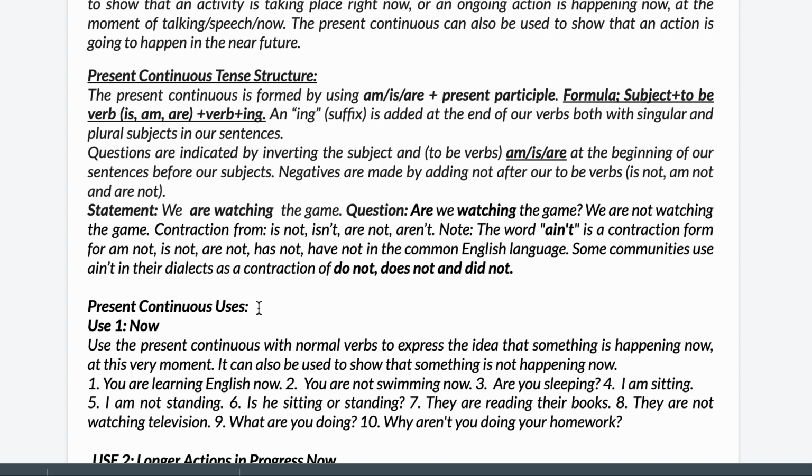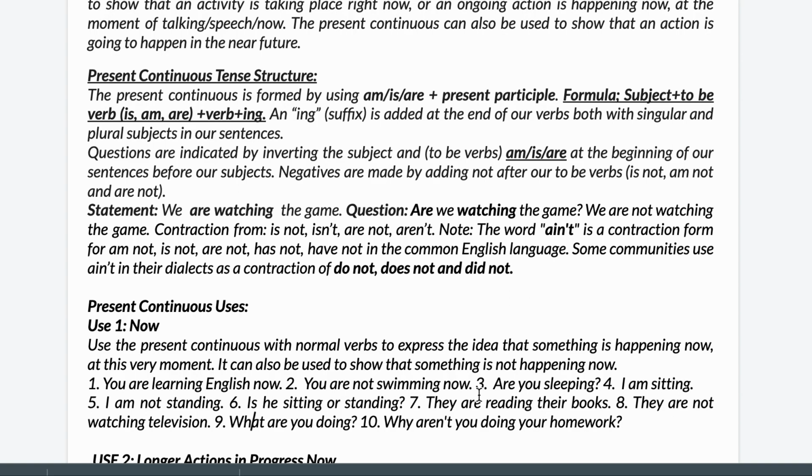Now, present continuous, as we mentioned before, is used for different timing of something which is happening right now or something which is going to happen in the near future. We use the present continuous with normal verbs to express the idea that something is happening right now at the moment. It can also be used to show that something is not happening right now. For example, you're learning English now. So we are talking about something that you are doing right now.